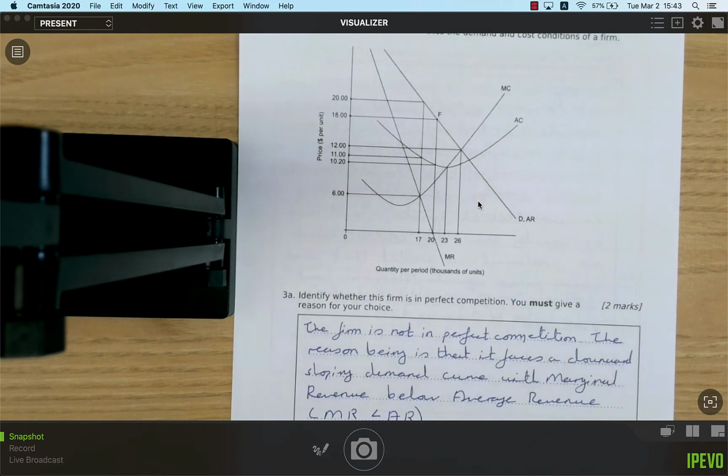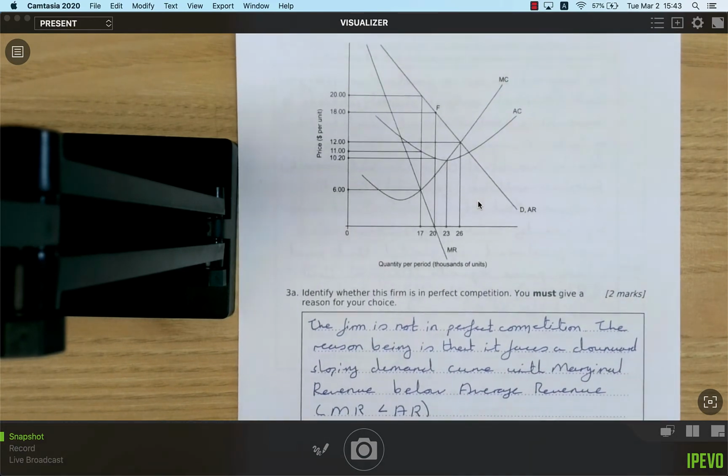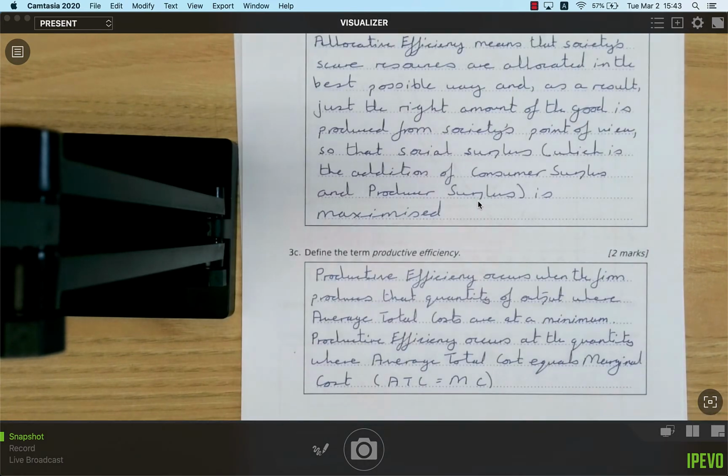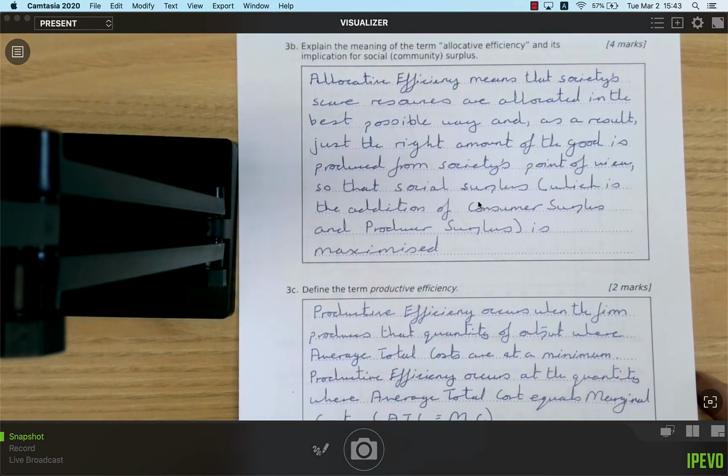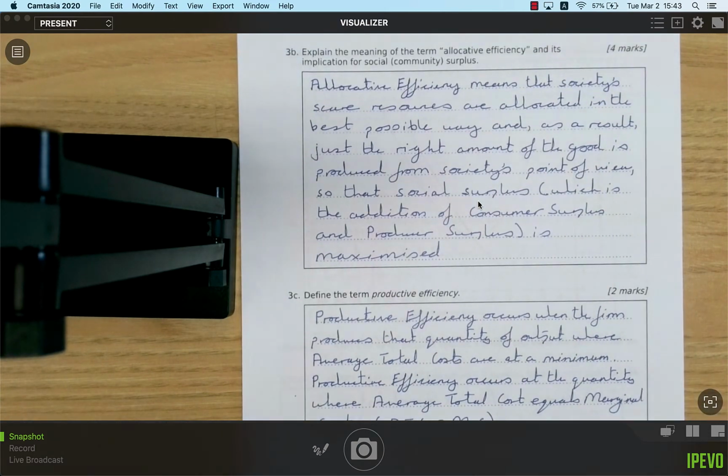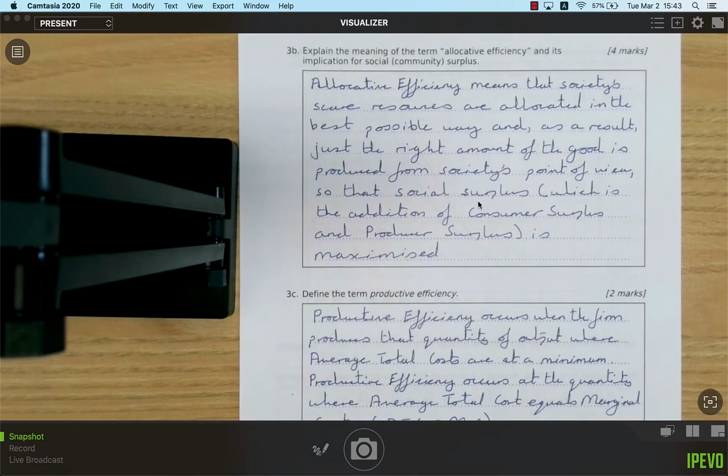Okay, the firm is not in perfect competition. Now how do we know that? The reason is that it faces a downward sloping demand curve with marginal revenue below average revenue. The marginal revenue being below average revenue is what causes the demand curve to be downward sloping. And if we have a downward sloping demand curve, that means we can't have a perfectly elastic one, and as such, we're not in perfect competition, because perfectly competitive firms are price takers, because of the huge number of alternative sellers selling homogeneous goods, and because of that, they have a perfectly elastic demand curve.